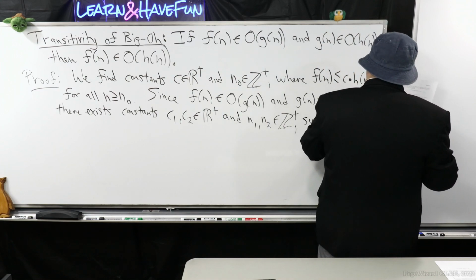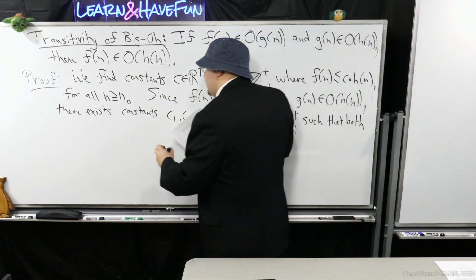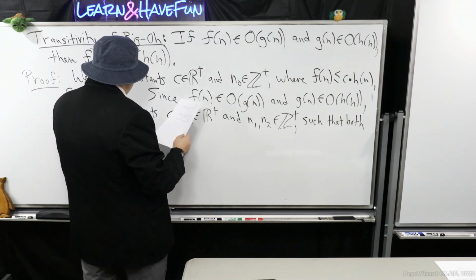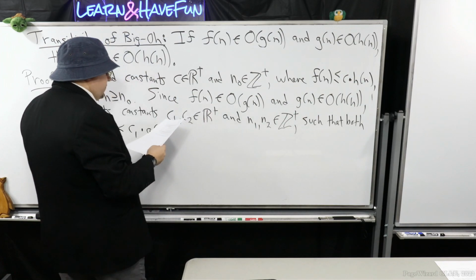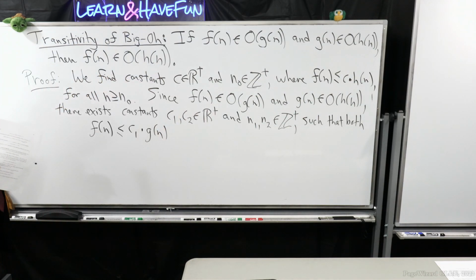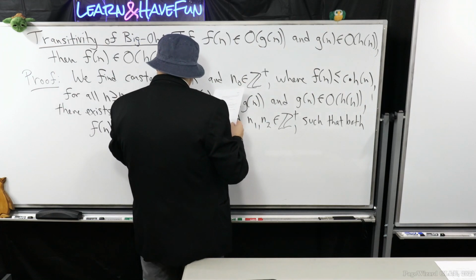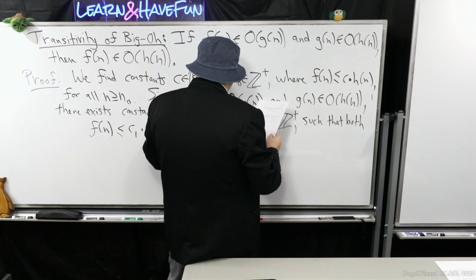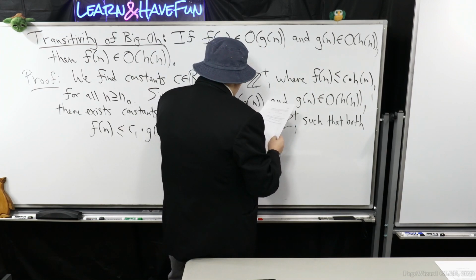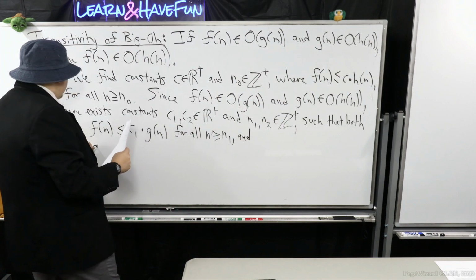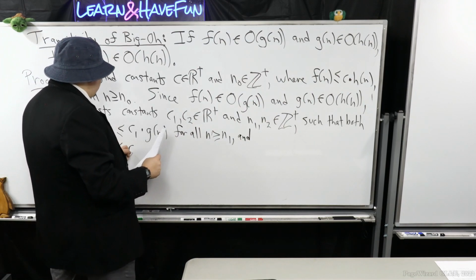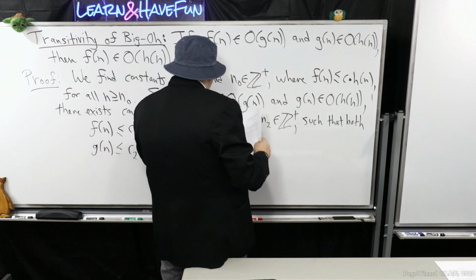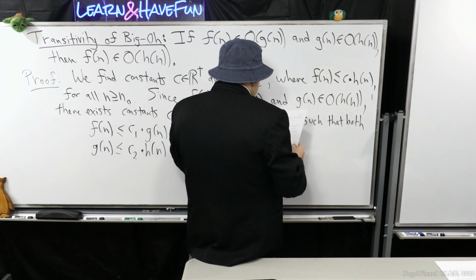such that both f of n is less than or equal to C1 times g of n, right? That comes from the first application of the big O definition, for all n greater than or equal to n1. And we also have that g of n is less than or equal to C2 times h of n for all n greater than or equal to n2, right?